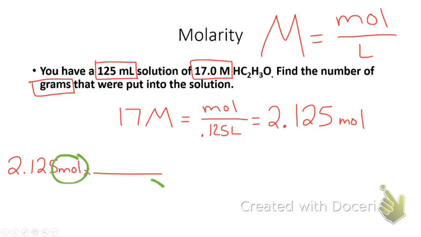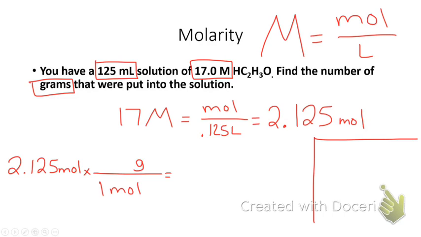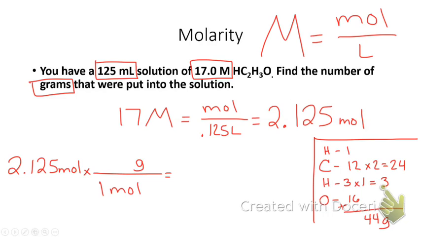I know I have moles in my numerator, so moles in my denominator has to drop down to cancel out. And then how do I find grams? This is where your periodic table comes handy. I'm going to quickly calculate the molar mass of this compound here that's given in the problem. So I have 1 hydrogen plus 2 carbons. If you look on the periodic table, I believe the molar mass is 12. So that should get you 24. Plus another 3 hydrogens. And then 1 oxygen. When you add them all up, you should get 44 grams for your molar mass.